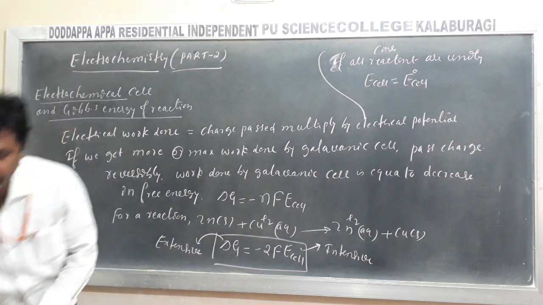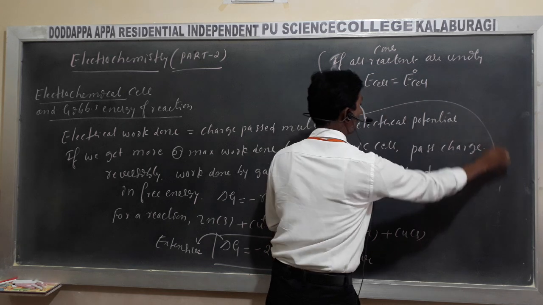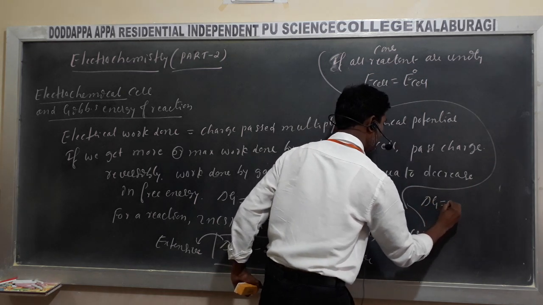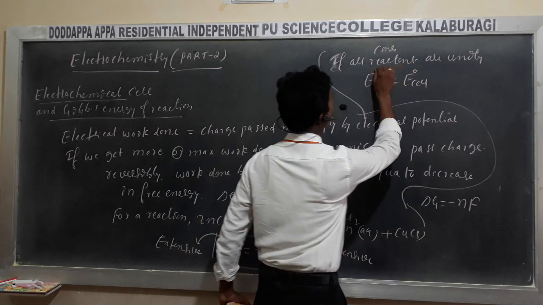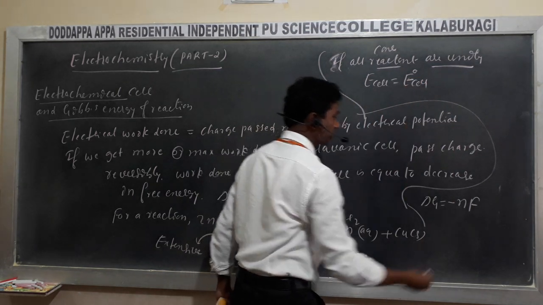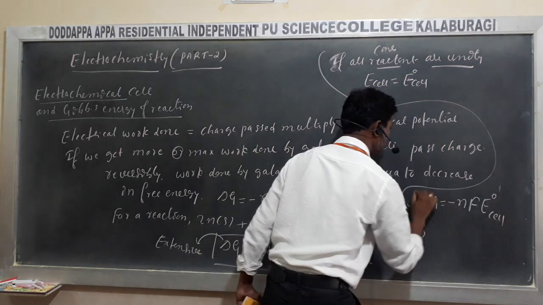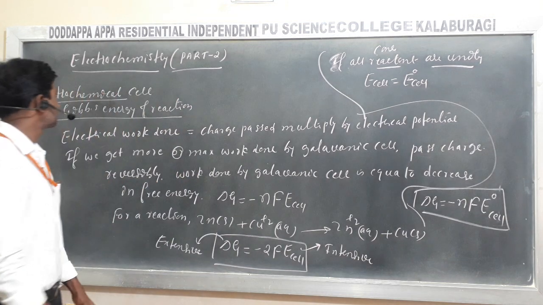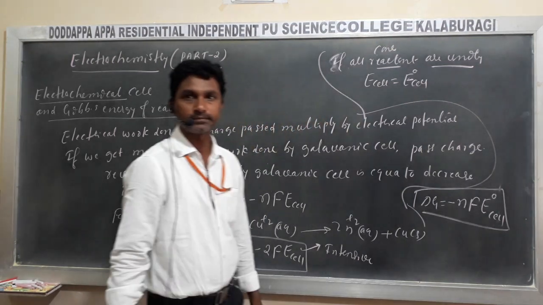So what is the final expression? Delta G naught is equal to minus nF E naught cell. If all the concentrations of reactants are unity, then E cell is equal to E naught cell. This is the relation between the electrochemical cell and the Gibbs energy of reaction.